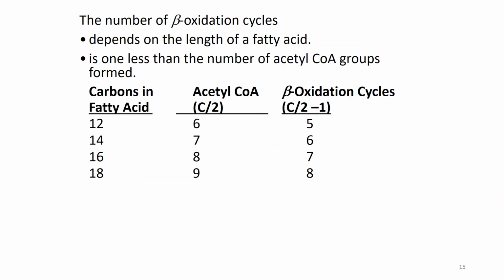The number of beta oxidation cycles depends upon the length of the fatty acid. It is always 1 less than the number of acetyl-CoA groups formed. So if we have a 12-carbon fatty acid, we are going to divide that by 2, and that tells us how many acetyl-CoAs we are going to get. And the oxidation cycles is always going to be 1 less than the number of acetyl-CoAs that we get. So a 12-carbon fatty acid will undergo 5 cycles. An 18-carbon fatty acid will undergo 8 cycles.